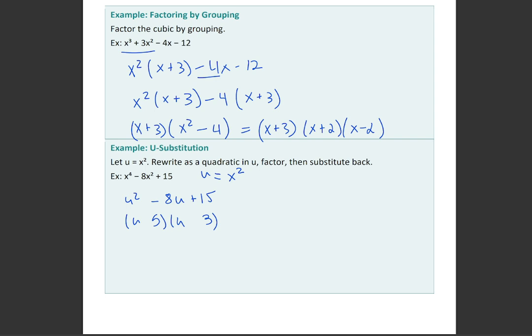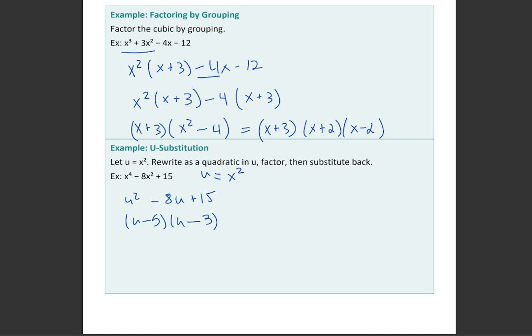Notice the 15 is positive, which means they must match in sign. It's either a negative times a negative or a positive times a positive. And since I actually have a minus 8u, I know that they're both negative, and they both then add to a negative 8. So that is our factoring with u in it.